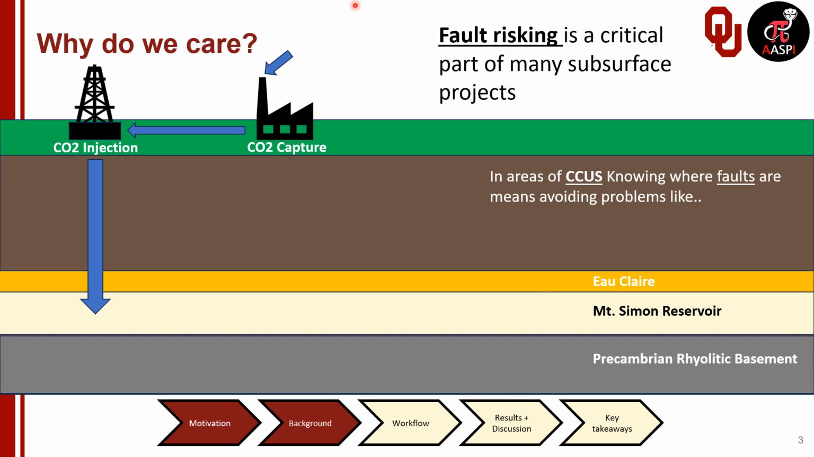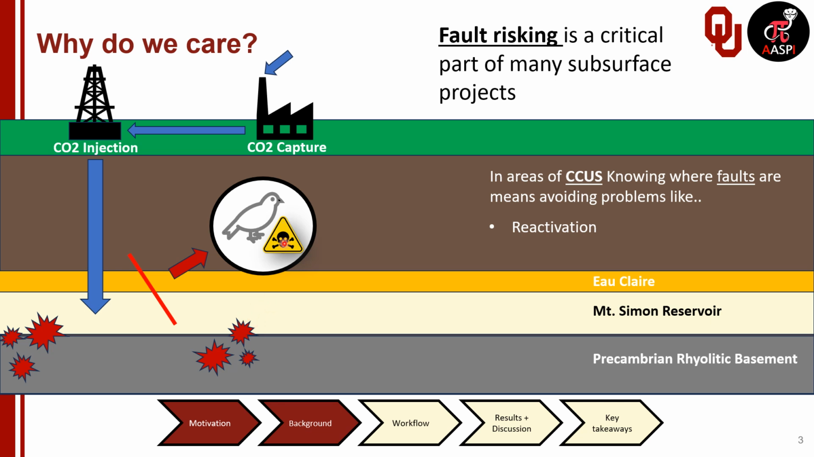About 3 months after injection into the Mount Simon Reservoir, there's reactivation in the basement. Microseismic readings were recorded in the granitic rhyolitic basement right here, which indicates there's some sort of reactivation happening. Knowing where these faults are means preventing and avoiding problems like reactivation, so earthquakes, but more likely, avoiding CO2 leakage into the air and water.